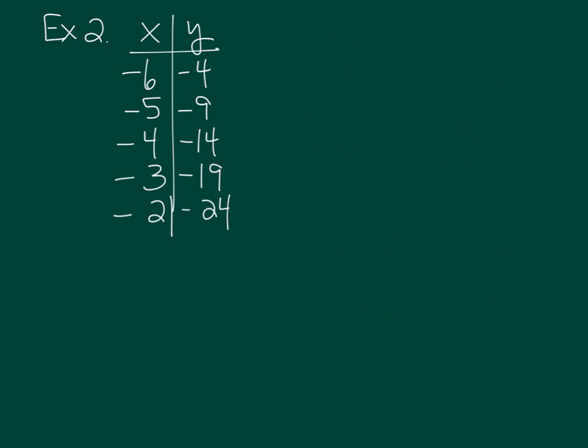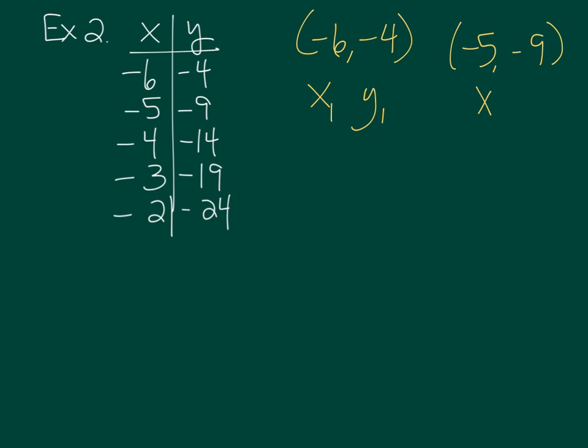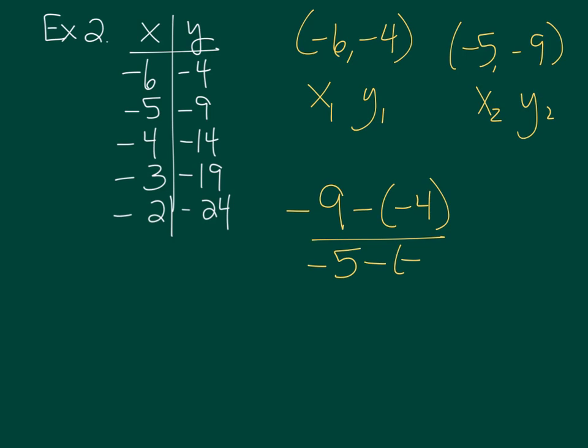All right, so I'm going to go with these first points right up here, -6, -4 for my x1, y1, and -5, -9 for my x2, y2. And when I plug it into the formula, I get -9 minus -4 over -5 minus a -6. I'm going to go ahead and simplify that because there's a lot of negatives. So I have -9 plus 4 over -5 plus 6. My final answer then is -5 over 1. That would be my slope for this table.